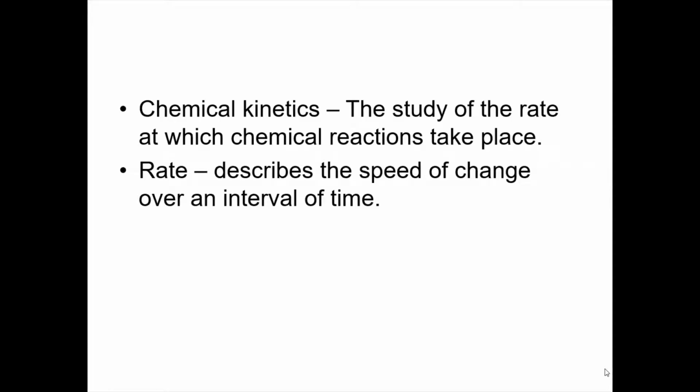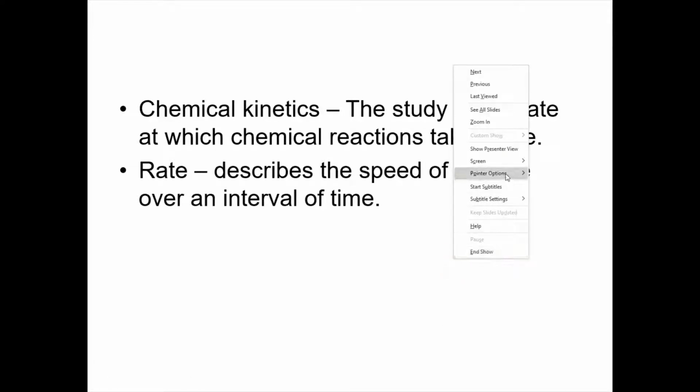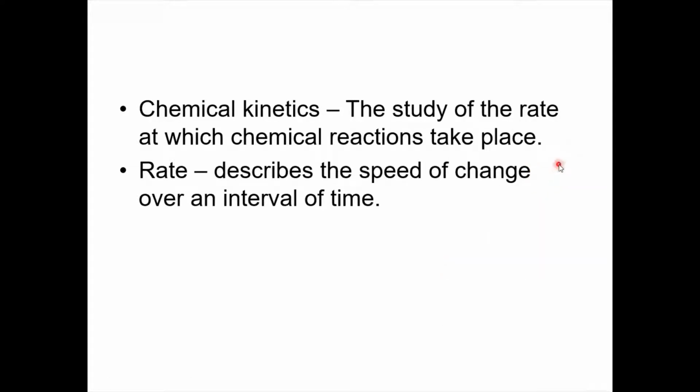And what is chemical kinetics? Well, chemical kinetics is, as you can see right here, the study of the rate at which chemical reactions take place. So I'm going to go ahead and get my pointer here. We want to know basically how fast the chemical reaction is going to take place. Is it slow? Is it fast? Something that takes seconds, even milliseconds, or something that takes years, decades. That's what we're studying here.